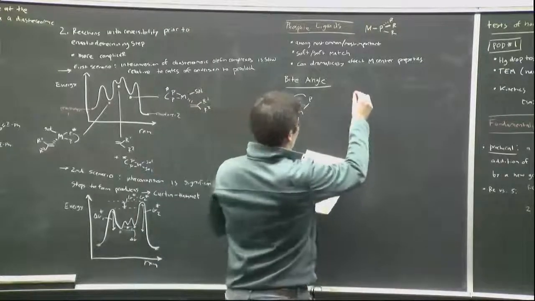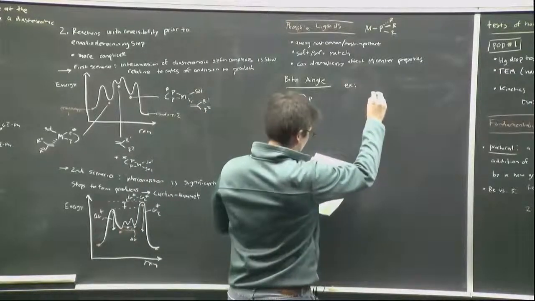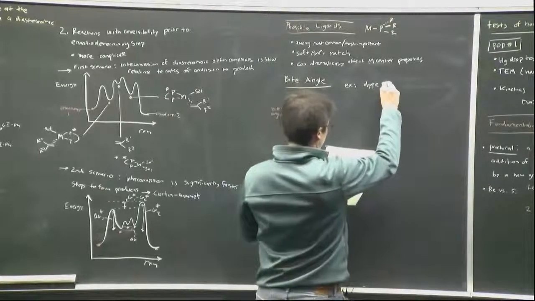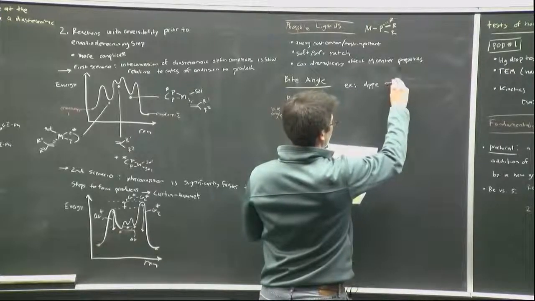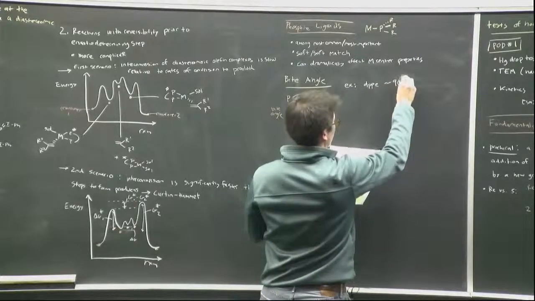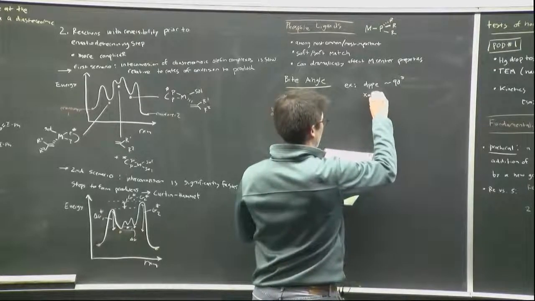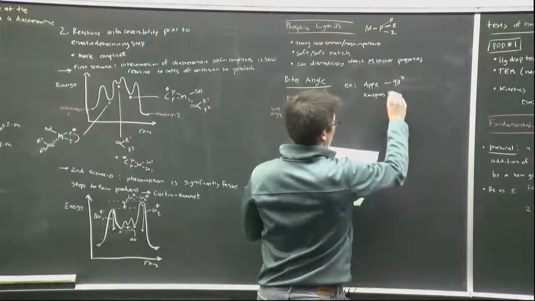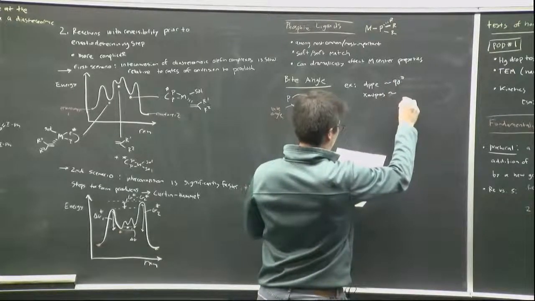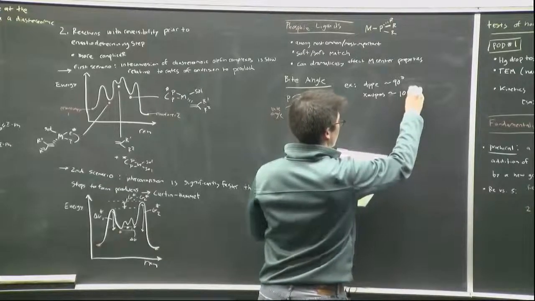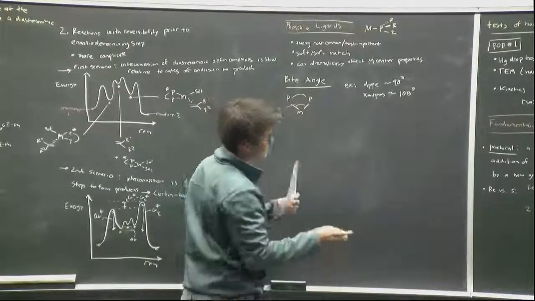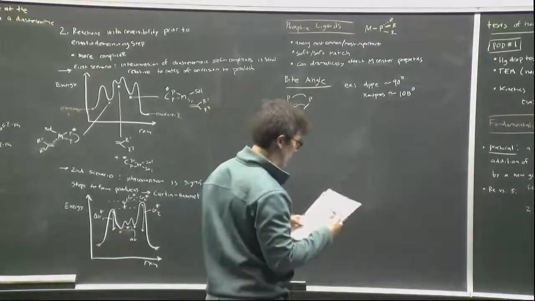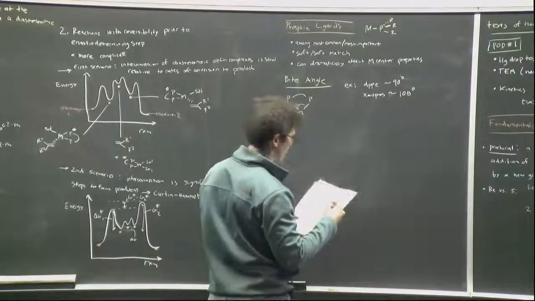But bite angle can vary a lot between different ligands. So let's consider these two cases. DPPE, I'll draw the structures. In case anybody hasn't seen them before, it's 90 degrees, so this is essentially like one vertex and one square, and then Xantphos, it can be as large as 108 degrees.